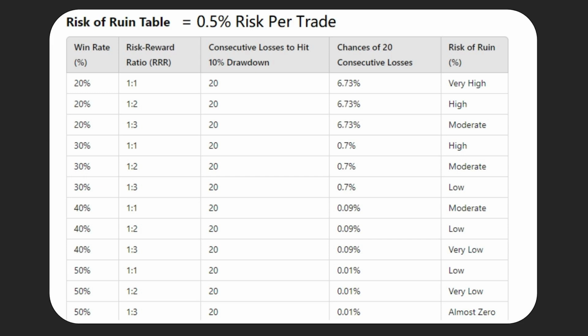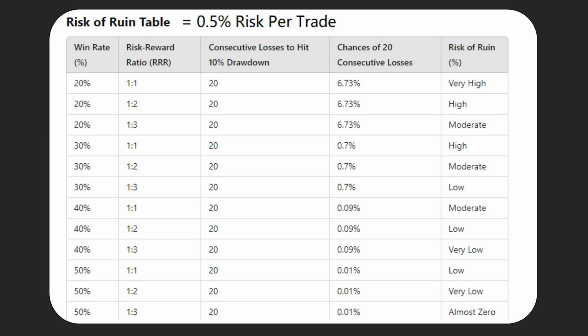With a system that has a 20% win rate and a 1 to 1 risk to reward ratio, where you are risking 0.5% per trade with a 10% maximum drawdown limit, your risk of ruin is higher than 90%, which is extremely high. That means you have a higher than 90% chance of blowing your account, and you will never be profitable with this sort of system, right?